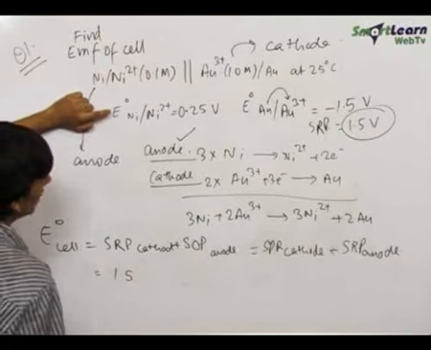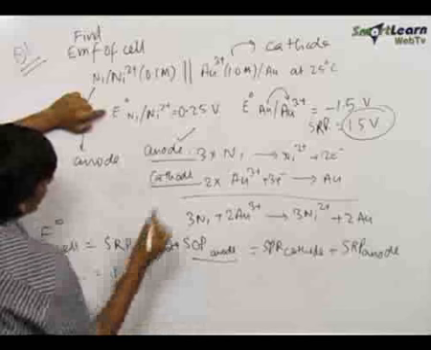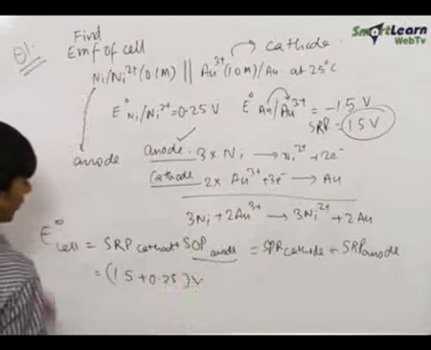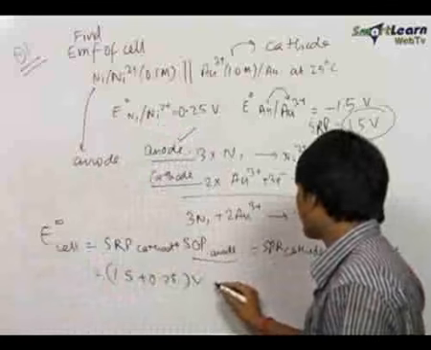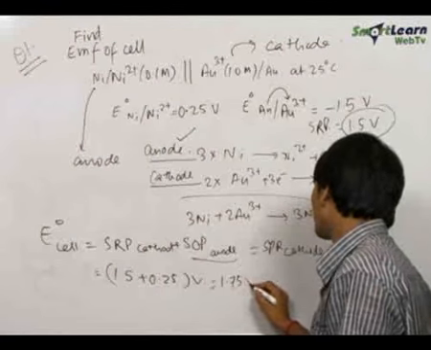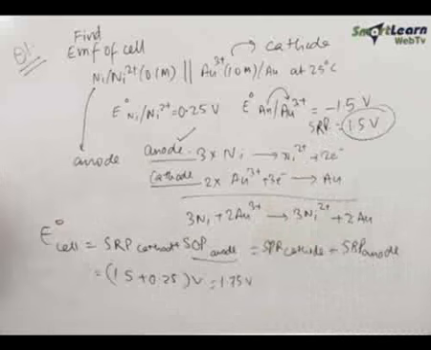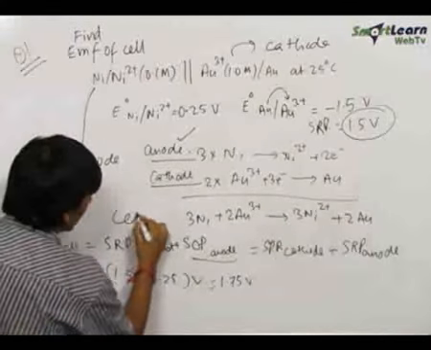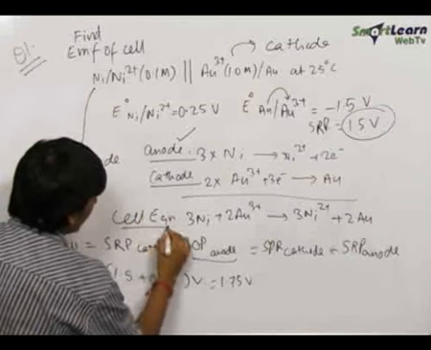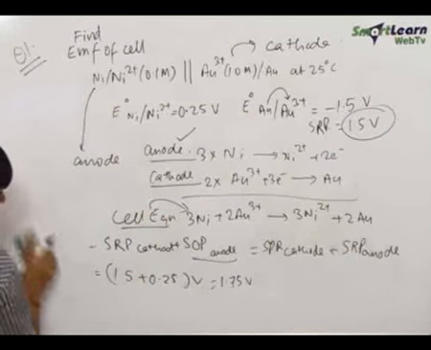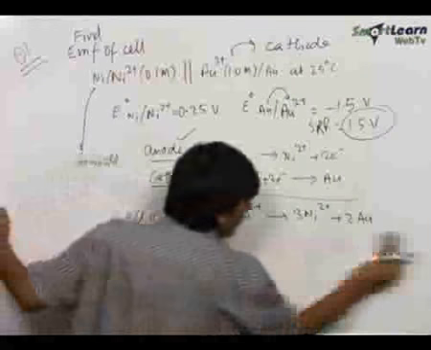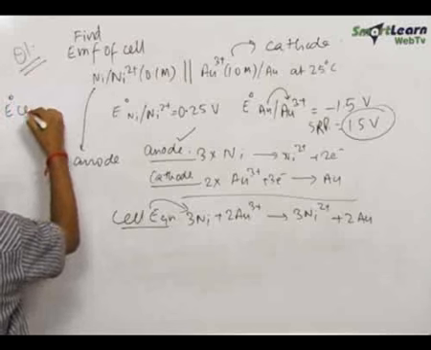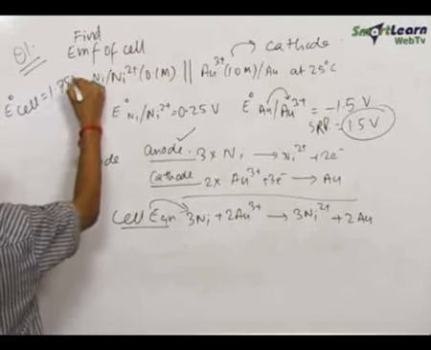And similarly for this one, we can add the SOP of anode, which is clearly given to be 0.25. Therefore we add 0.25 volts. Therefore we get our E naught cell as 1.75 volts. Now we have the standard potential for our cell, and our cell equation is this. Now let us solve it further. We know E naught cell is equal to 1.75 volts.